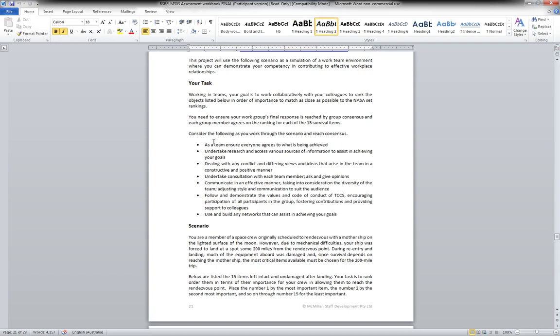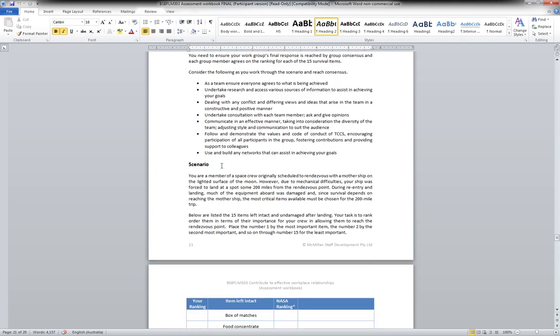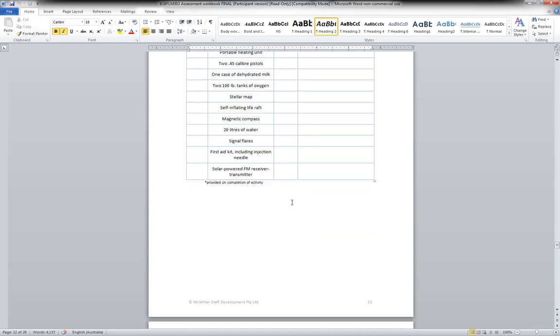I'm not going to read through it, but the project is, NASA put out a tool where they talk about if you're on a spaceship and you crash on one side of the moon and you've got to get to another part, and you just have all these things that are left over, you've got to make a decision of which ones you take, because you can only take so many. So there's a whole list there, and you can go through and rank them. And then NASA have got a ranking on what they reckon, and then reasons for that.